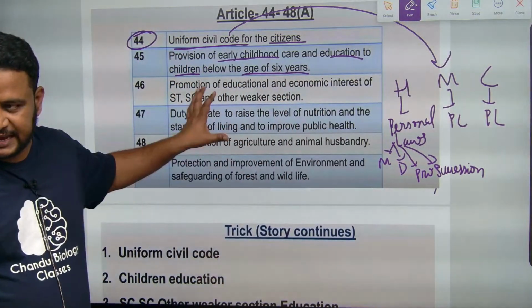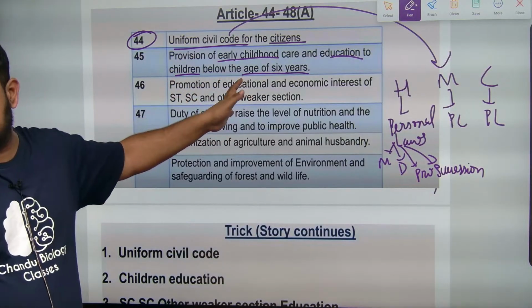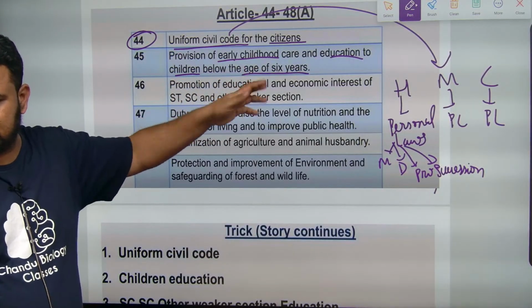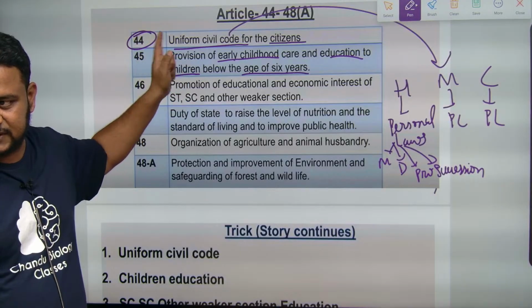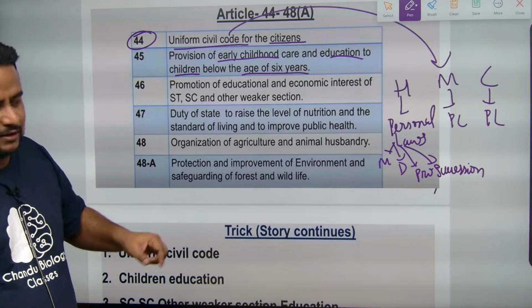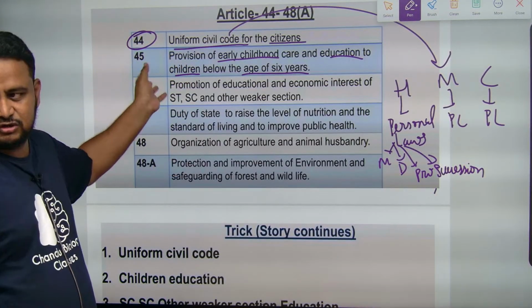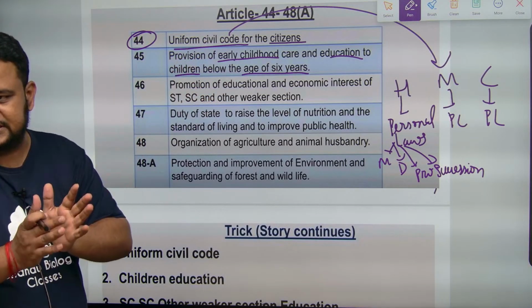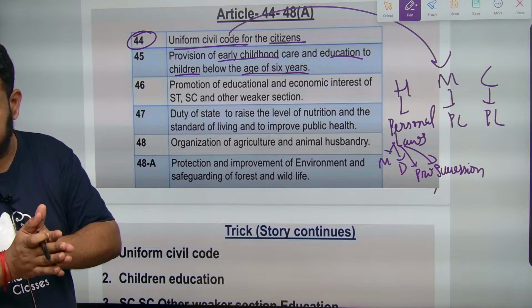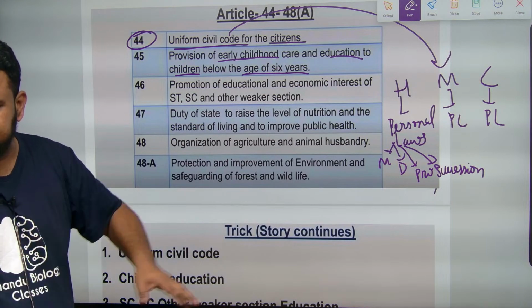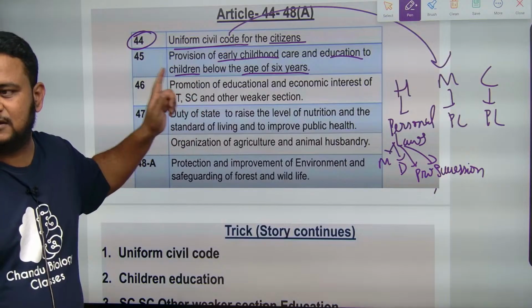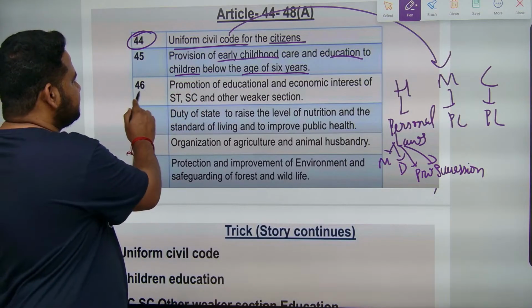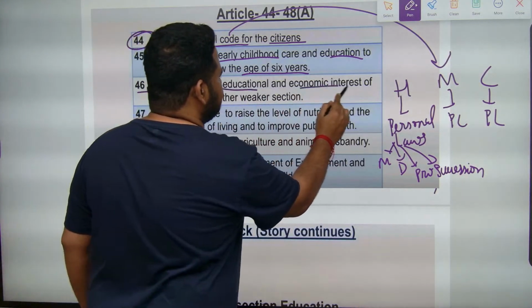Here, already, this was originally from 0 to 14 years. From 6 to 14 years it was removed and put in fundamental rights in Article 21A, that is the Right to Education Act. But the remaining 0 to 6 years is present in the DPSP itself. So early childhood care, in terms of their health and also education, is present in the DPSP, that is Article 45.